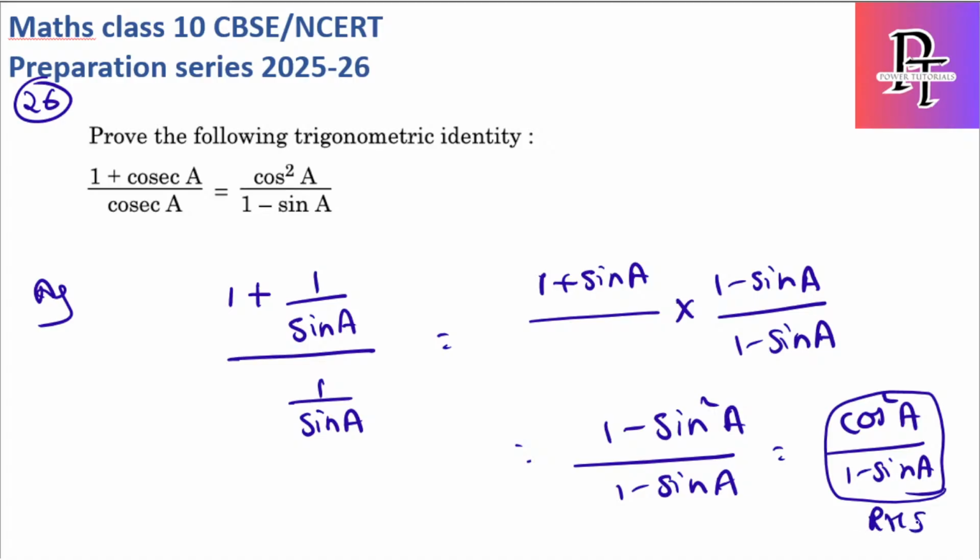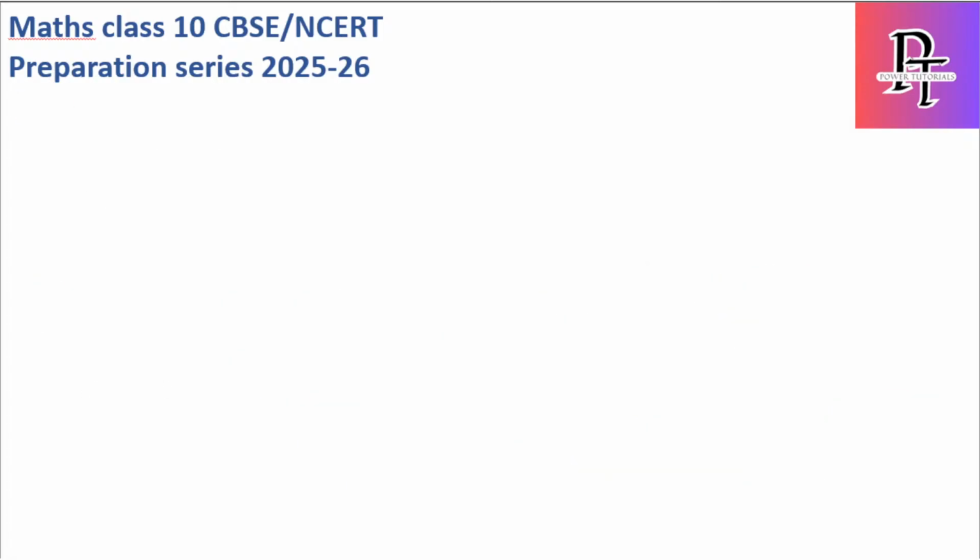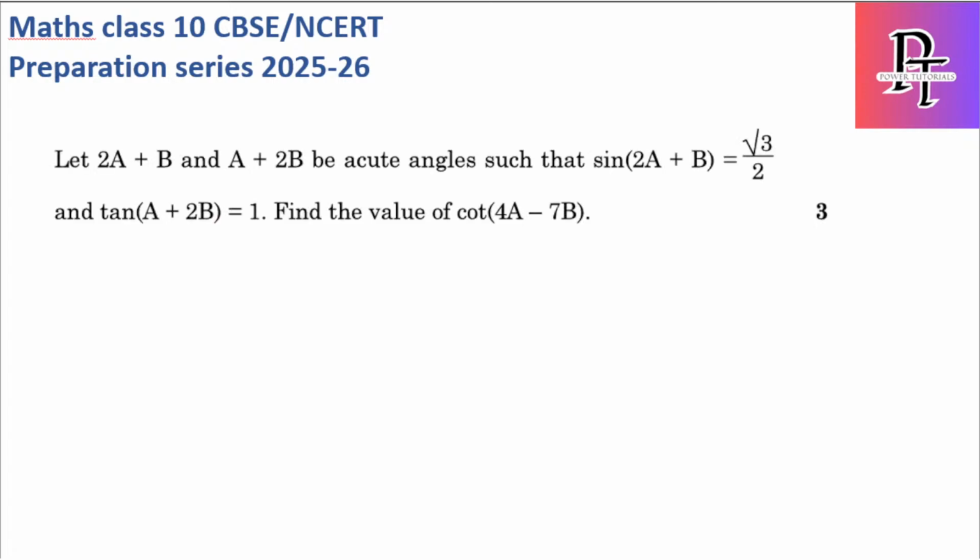So trigonometric questions are easy if you know how to use those identities. Okay, 26 questions are done. Let's see a few more. 27th question. See how many more are left. Okay, and let's continue with the 27th question.